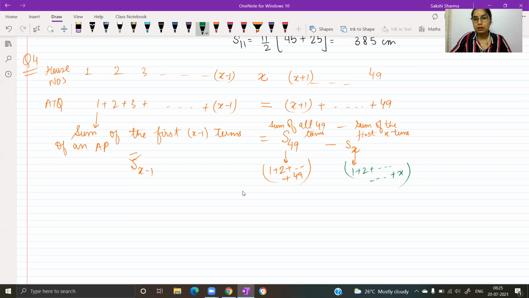Tell me if this is clear, because after this you have to apply the formula and solve the equation containing x. Anyone with questions? How this relation is formed? Ma'am, why didn't you include x on the left hand side? Because you only have to take the sum up to its preceding term.